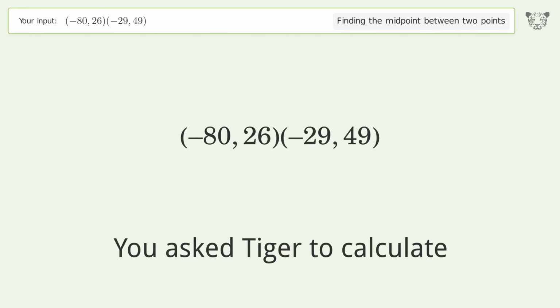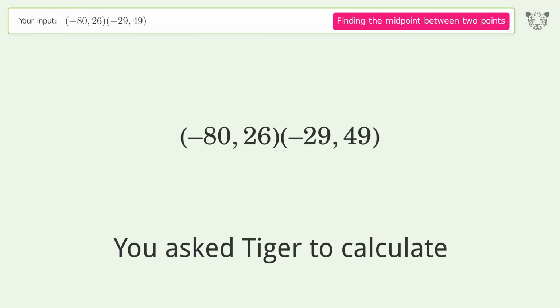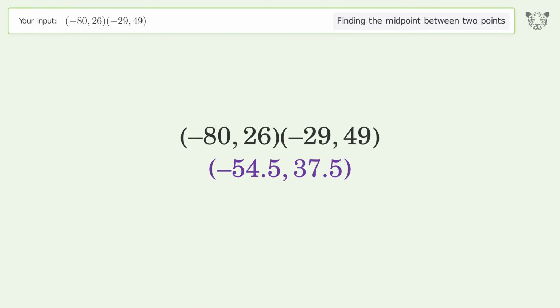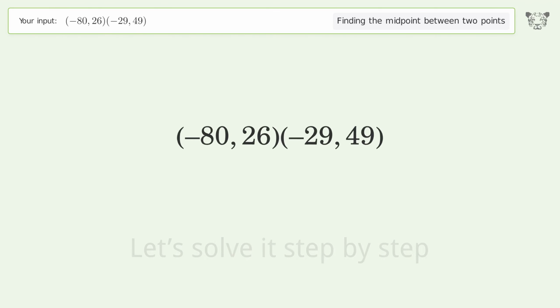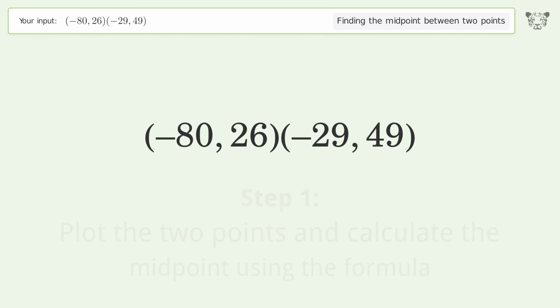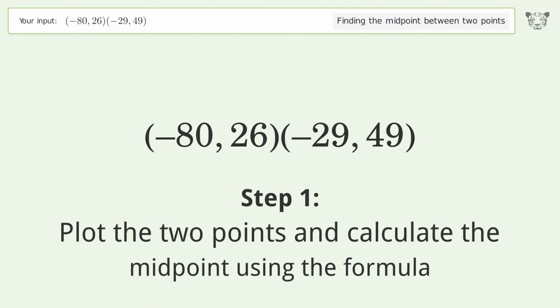You ask Tiger to calculate. This deals with finding the midpoint between 2 points. The midpoint between the 2 points is negative 54.5, 37.5. Let's solve it step by step. Plot the 2 points and calculate the midpoint using the formula.